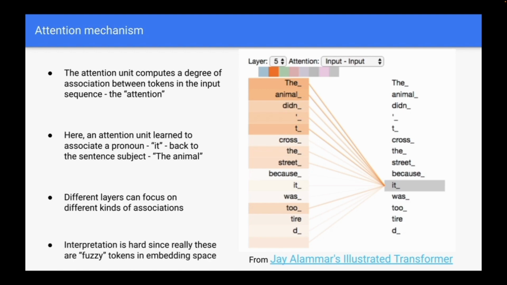I want to be careful about interpretation here. When we have a known input, which is precise tokens, we can visualize the output like this. But as you go further into the network in the other layers, you're really looking at associations between fuzzy tokens, not precise tokens. So these things can be hard to understand. That's a general feature of deep learning, that they tend to be kind of a black box. So interpretation always is difficult.